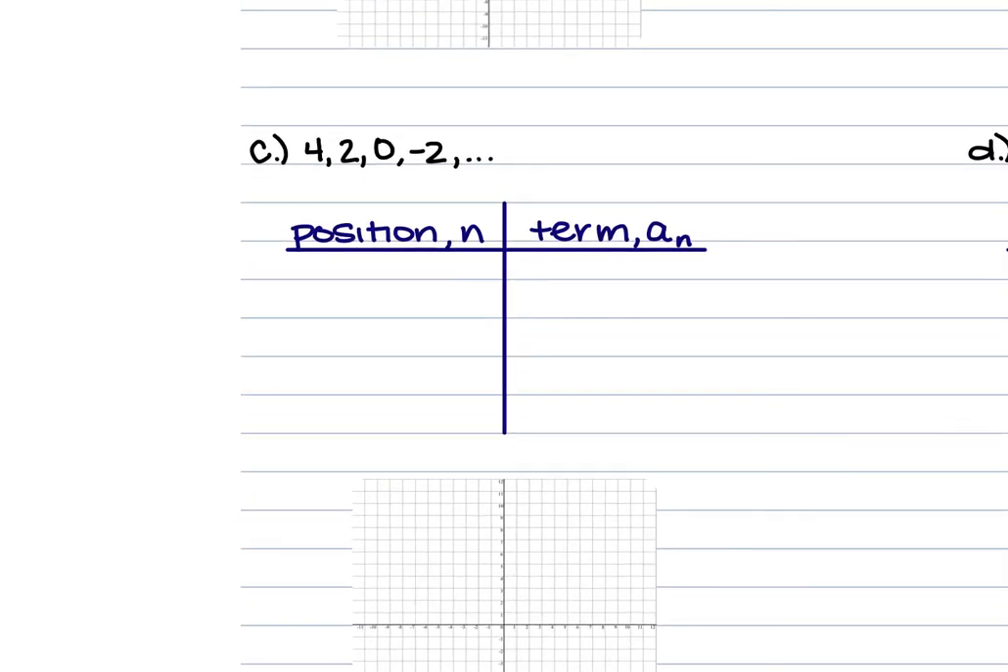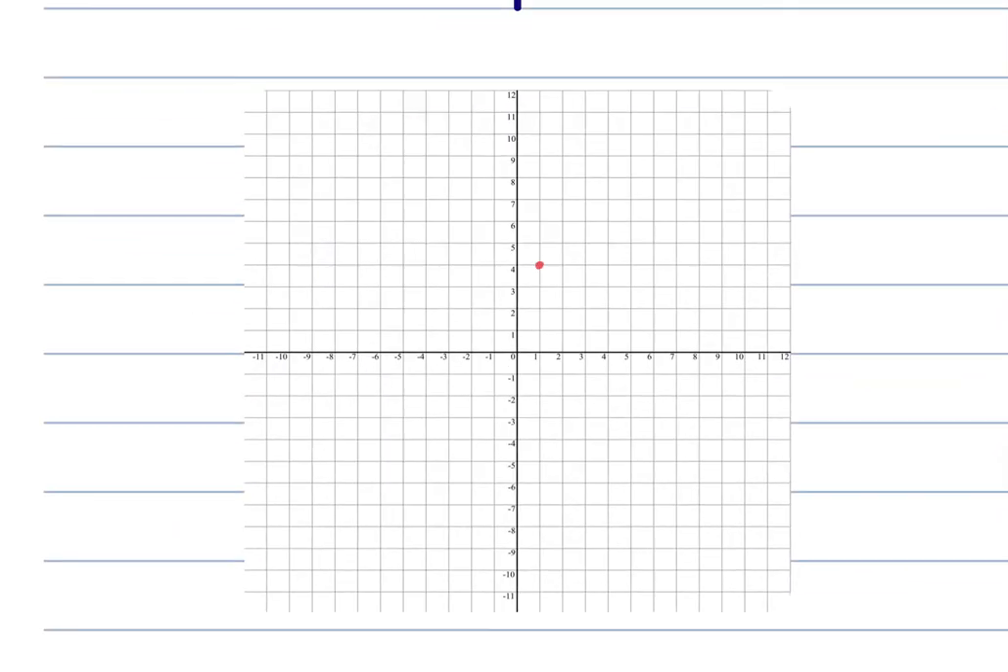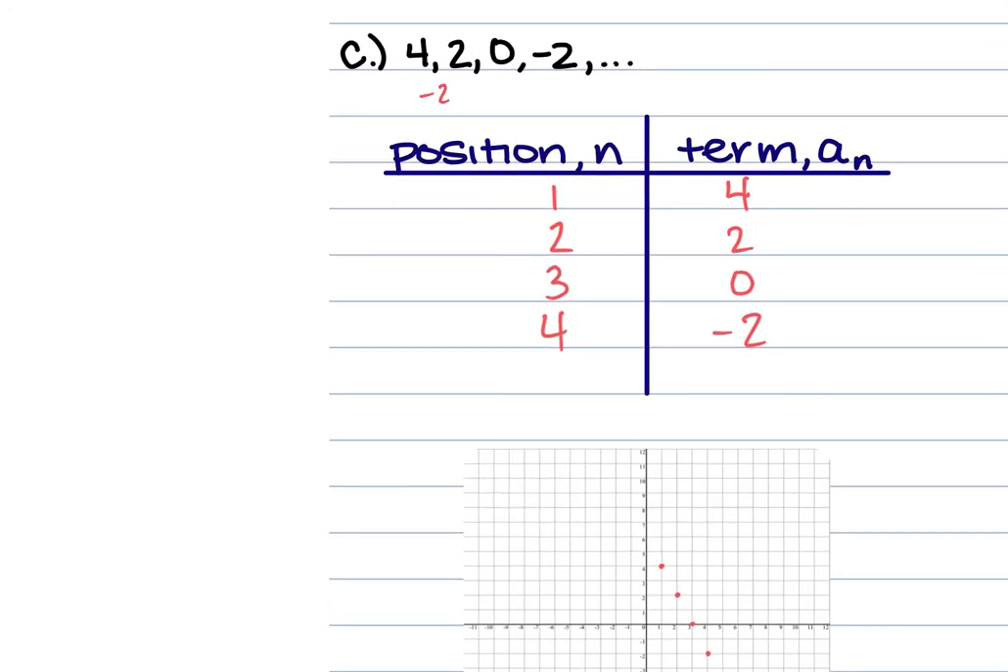Letter C. Graphing is much easier than that other one. Position 1, 4. Position 2, position 3, position 4. So the points are 1, 4, 2, 2, 3, 0, and 4, -2. What's the slope? Negative 2. Is that the common difference? Yeah.